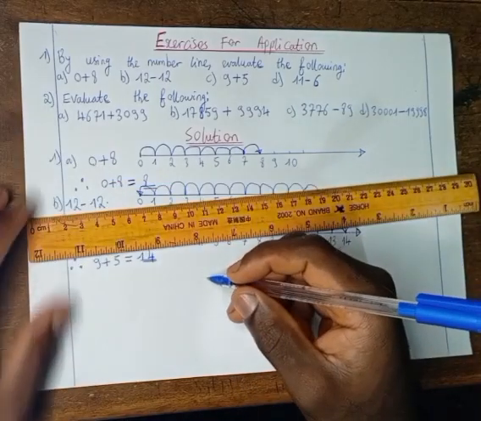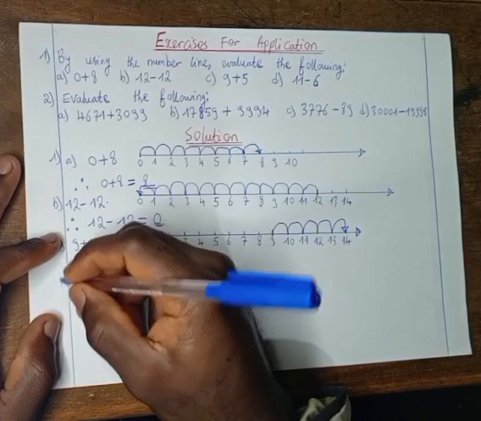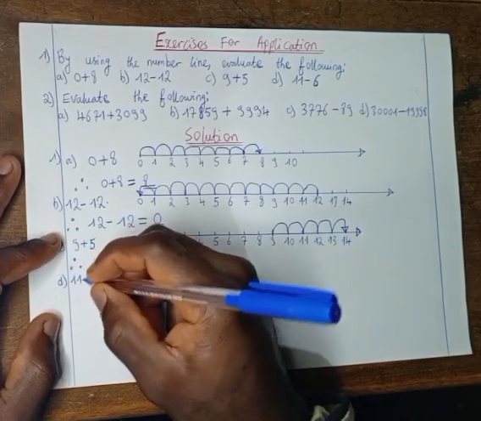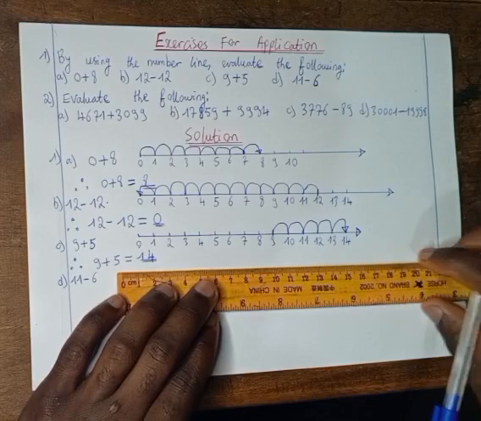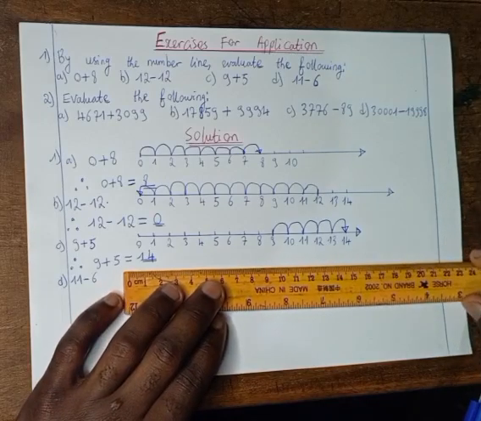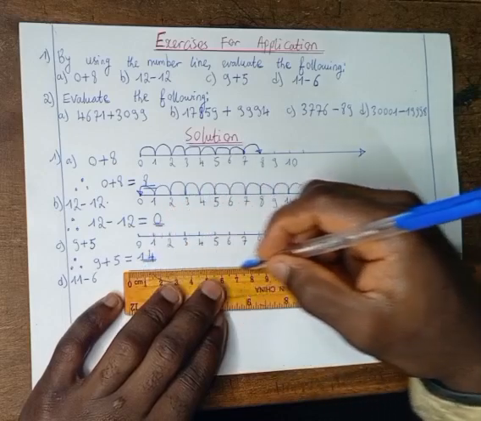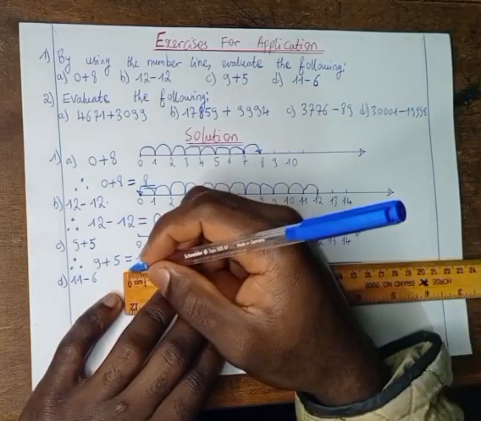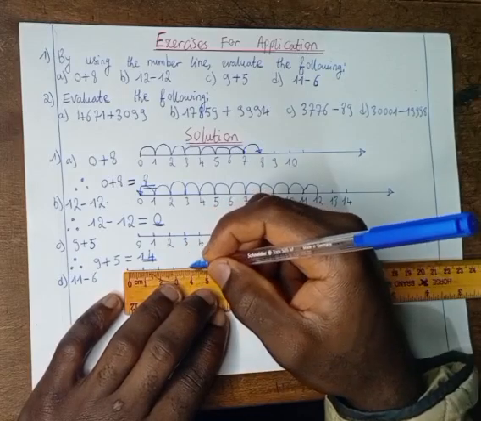For the next question, we have 11 minus 6. That's for G. 11 minus 6. Our first number is 11. The operation sign is minus. We have to move to the left of 11. Second number is 6. We have to move 6 units to the left of the number 11.